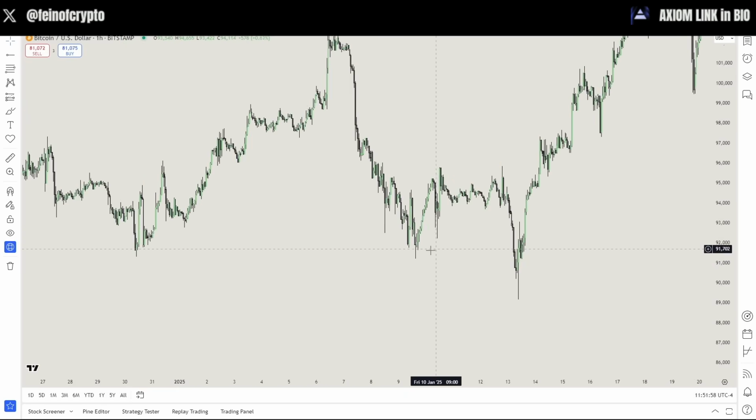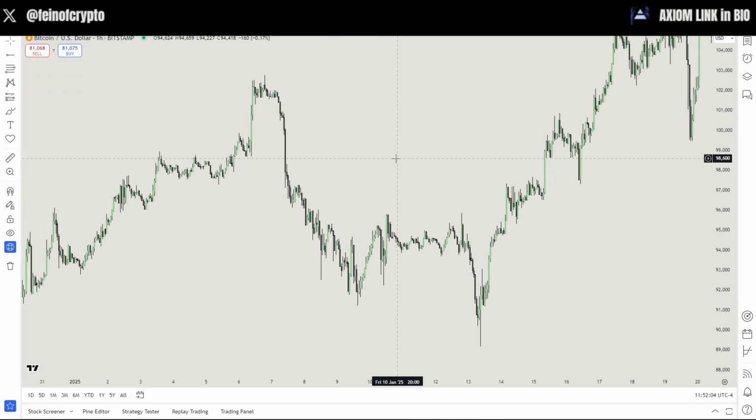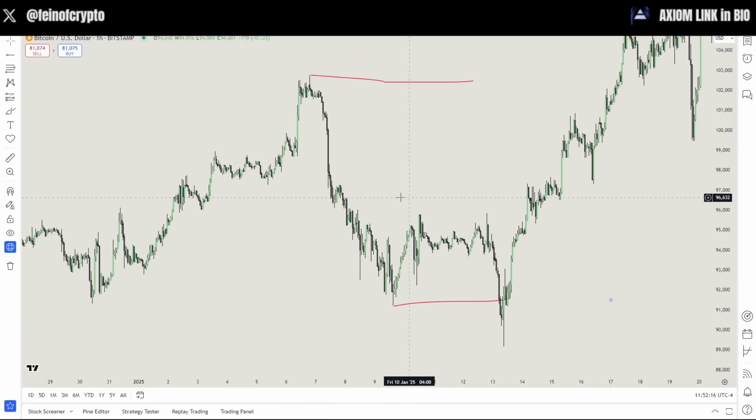What's external? External is the top or bottom of a range. Internal is the liquidity inside the range, right? So say this is our range. Let me draw it like this. Say this is our range right here, right? And this is our range. Anything like here that's internal liquidity, right? Internal liquidity. This is external because it's out of the range. It's the top and bottom of the range.